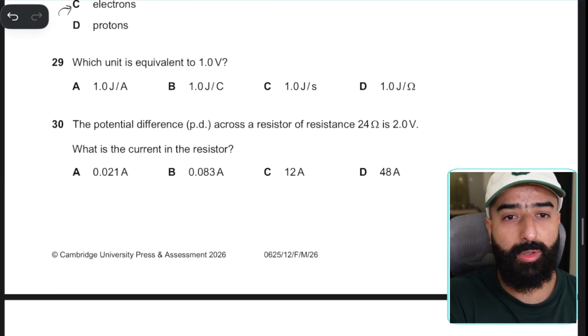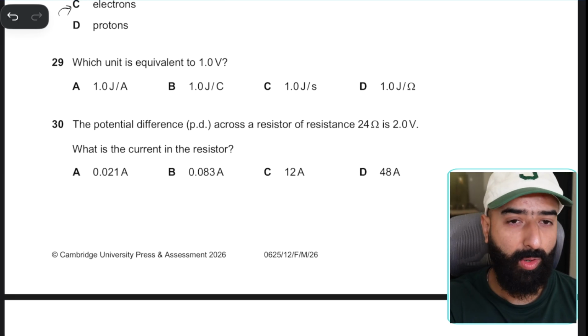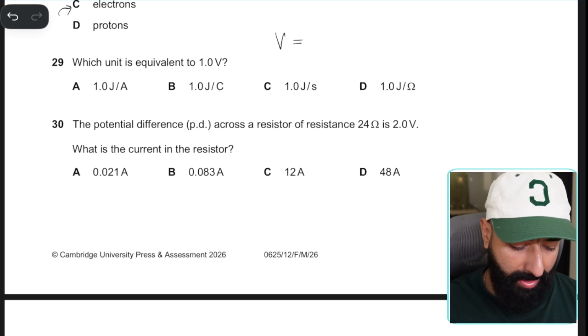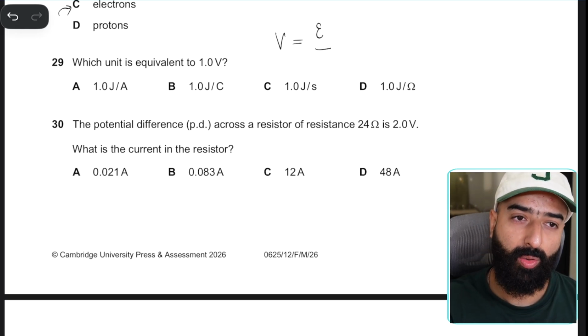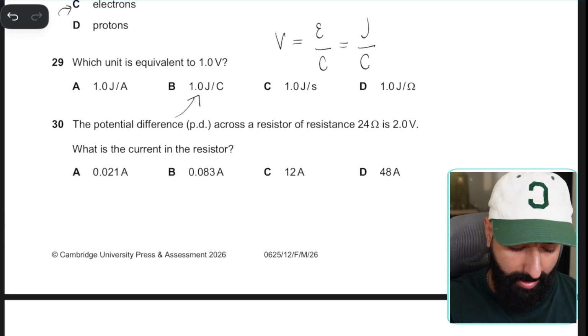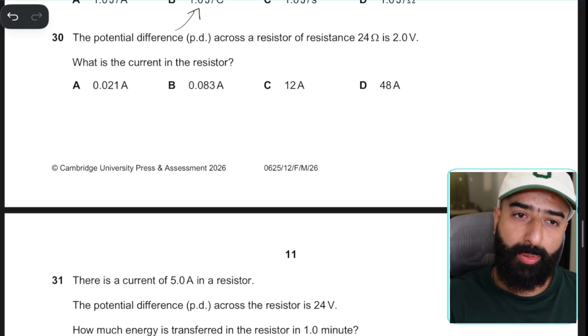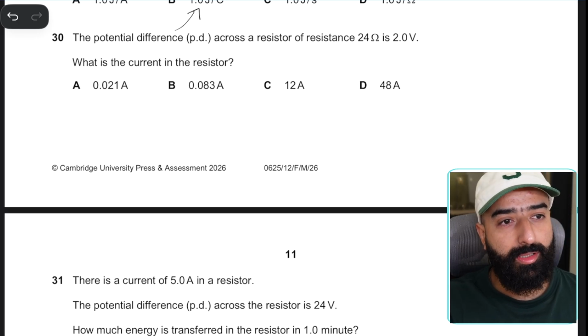Which unit is equivalent to 1 volt? Voltage is energy over charge. Energy is joules, charge is coulomb. B.